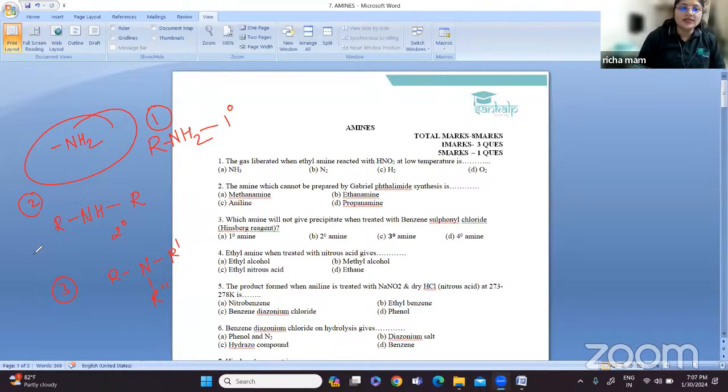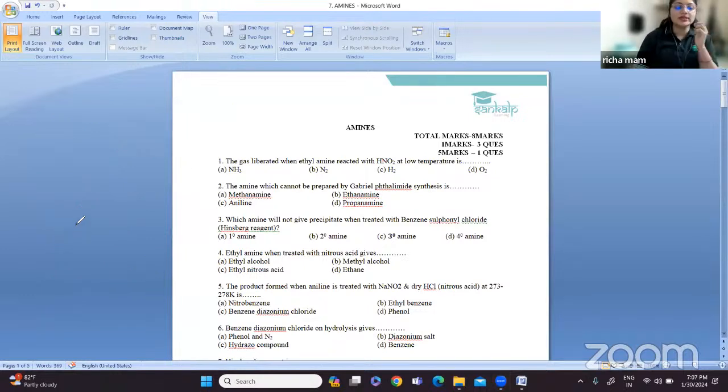Now, in this particular chapter, you have also studied the preparation of amines, right? Which are the important preparations you have studied? The first is Gabriel phthalimide synthesis. This is very important. From the phthalimide you are synthesizing your amine.